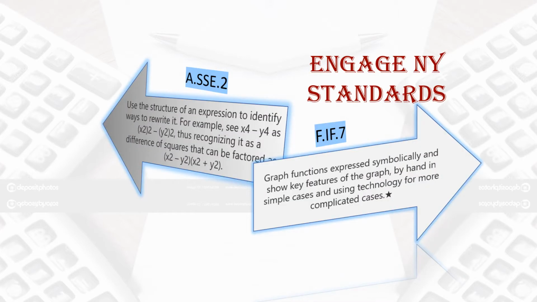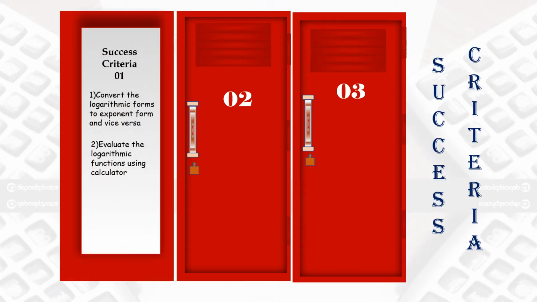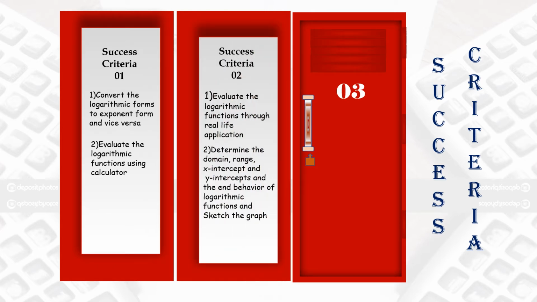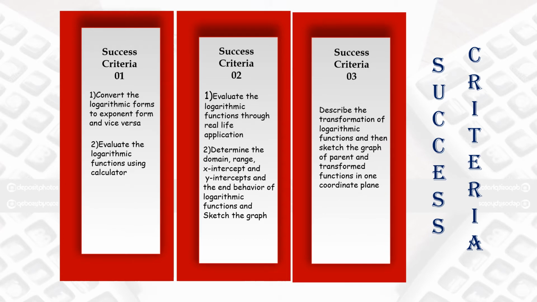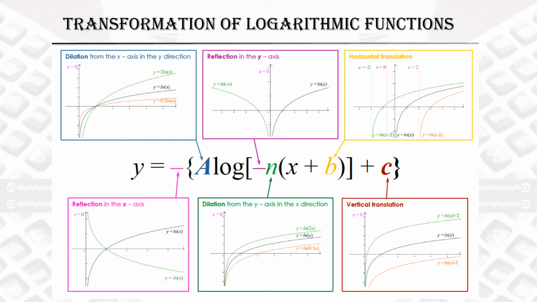Now we are going to study how to transform the logarithmic function. We already have studied many things, like converting logarithmic functions into exponential and vice versa, how to sketch the graph, and how to read the characteristics of the graphs. Today the main task is to describe different kinds of transformation of logarithmic functions and sketch the graph of the parent function and the transformed function in the same coordinate plane.